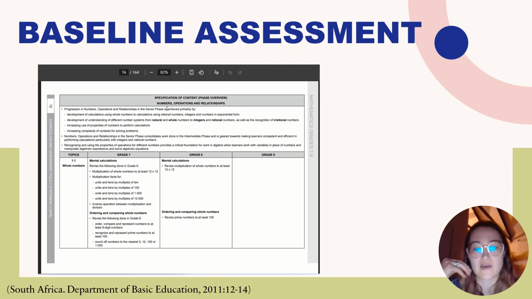It would take the form of a short test, maybe 30 minutes, and would involve the topics from the previous year. For example, at the beginning of the year, teaching grade 8's, the CAPS document says the curriculum starts with the content area, numbers, operations, and relationships. So I would set a baseline assessment on the content they did in grade 7. Okay, we're talking about grade 8's, beginning of the year. I'd give them a test based on grade 7 knowledge.